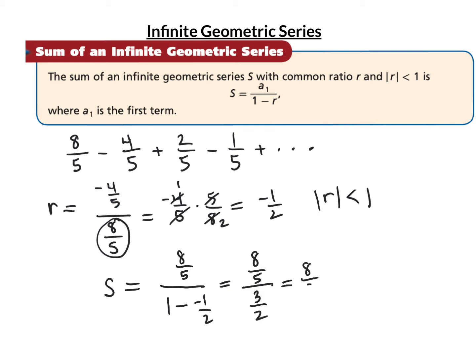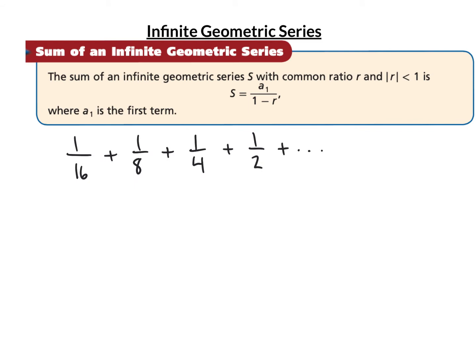This is 8/5, and I'll multiply by the reciprocal, times 2/3. That ends up being 16/15. Every time I add a new term in this series, I get closer and closer and closer to the limit, which is 16/15.